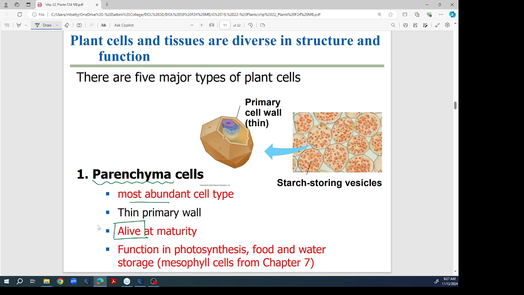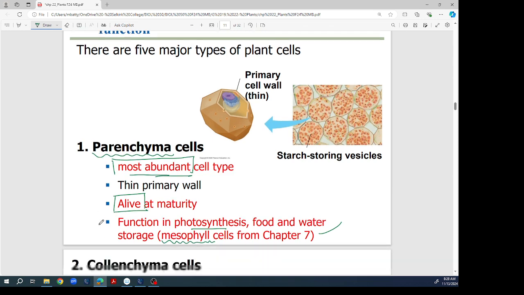We've already seen an example of these as the mesophyll cells from chapter 7 when we talked about photosynthesis. Here we talked about those mesophyll cells in the middle of the leaves, and that's a good example of a parenchyma cell. They really are the most abundant cell type, and yeah, they're alive at maturity.